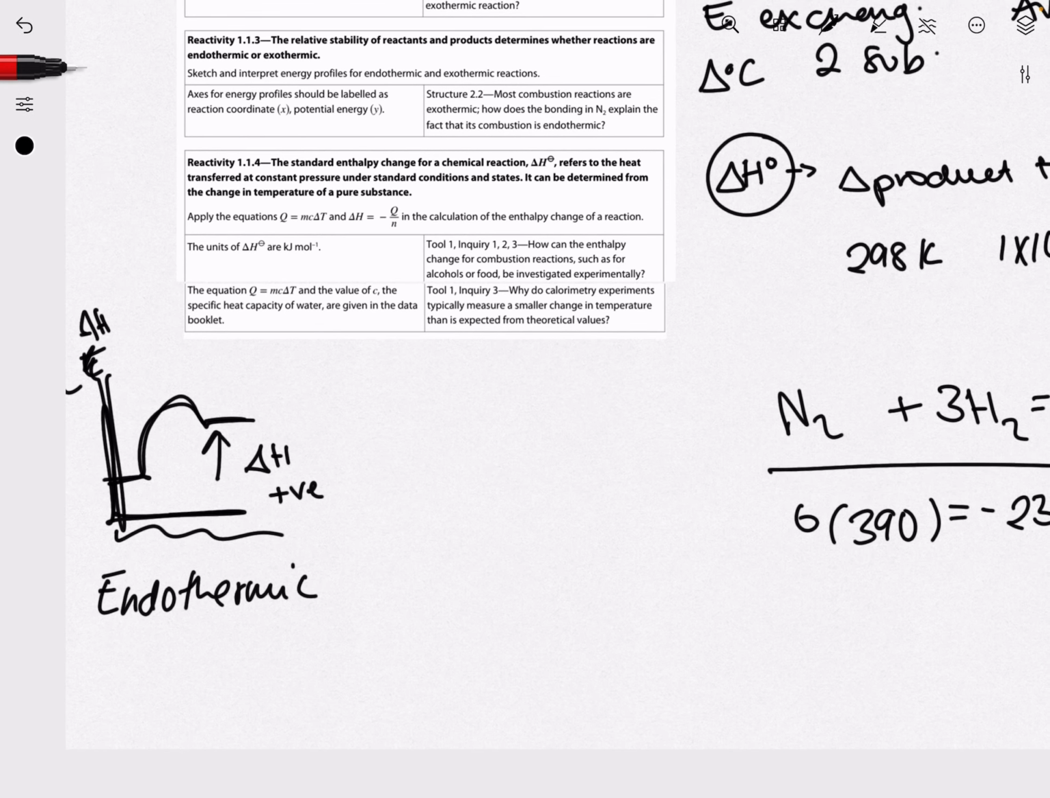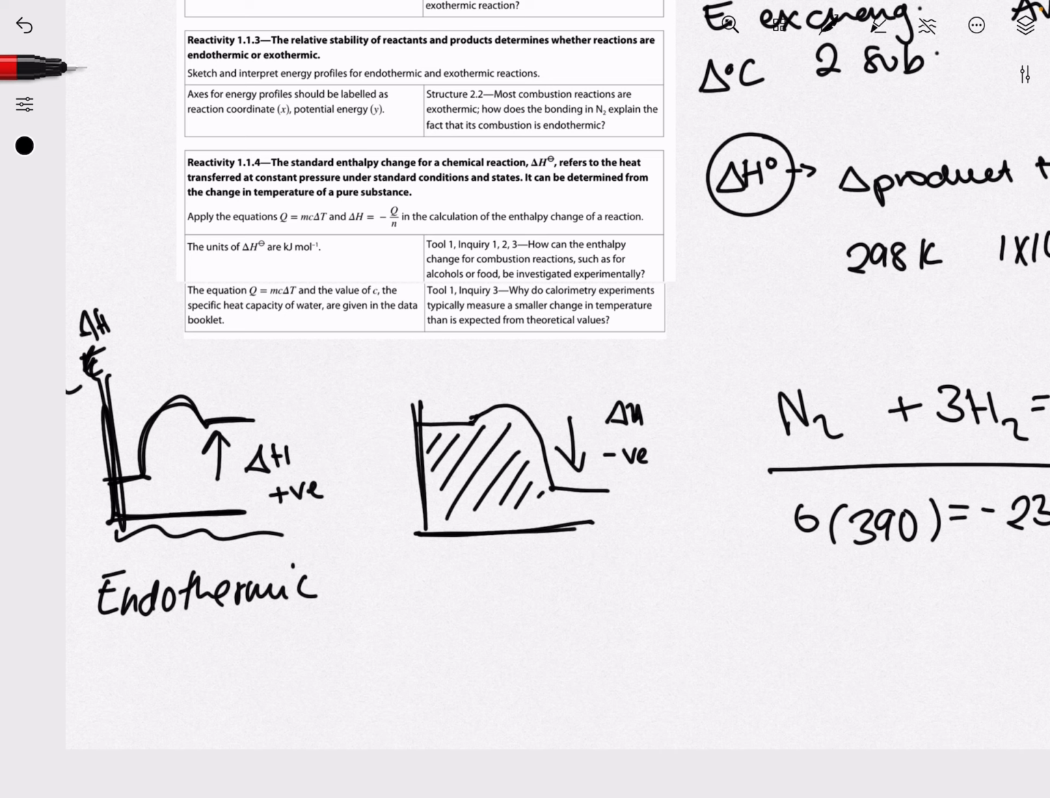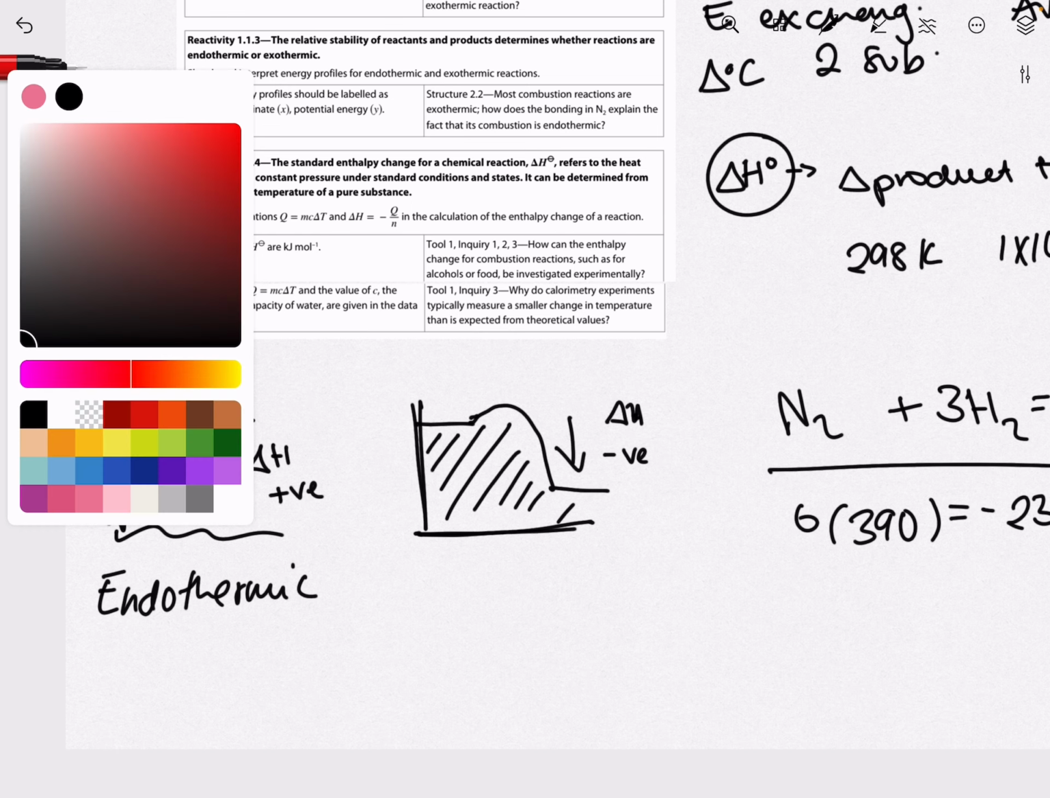Now for an exothermic reaction, what we will see is something that looks a little bit more like this. We see an overall change, a dip in enthalpy, meaning that it is negative and energy is exiting the system. Imagine this space under here represents the energy in our system. Now, as we can see here, let's pick a different color.